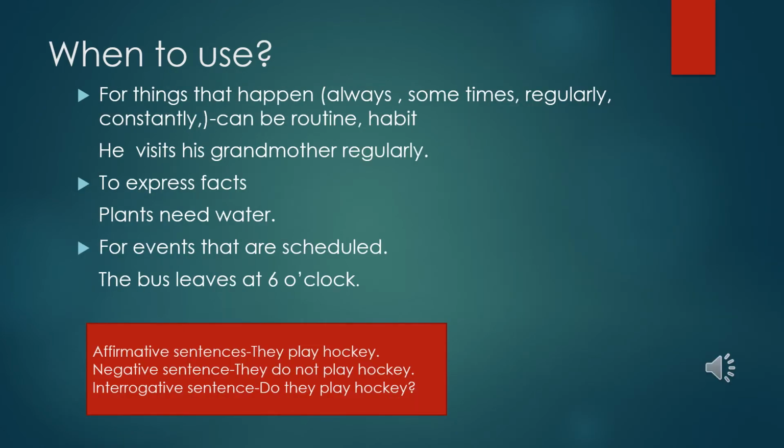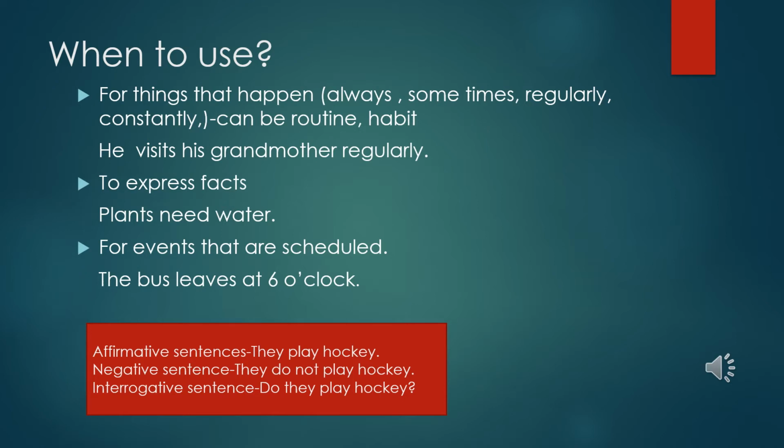Now we can see when to use the simple present tense. Yes, simple present tense is mostly used to show a habitual action. Habitual action means actions that happen always, regularly or constantly. It can be a habit, it can be a routine as well, like he visits his grandmother regularly.